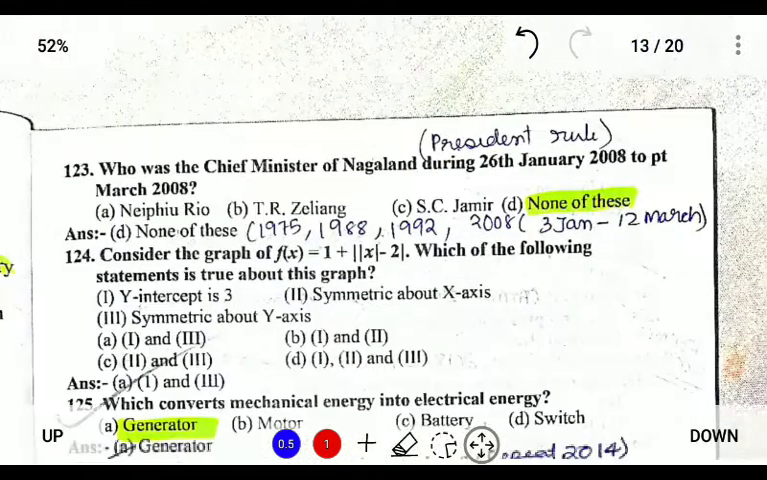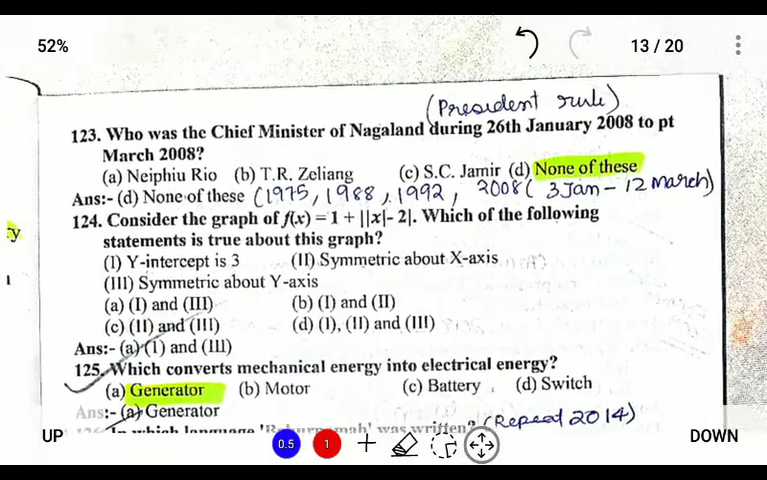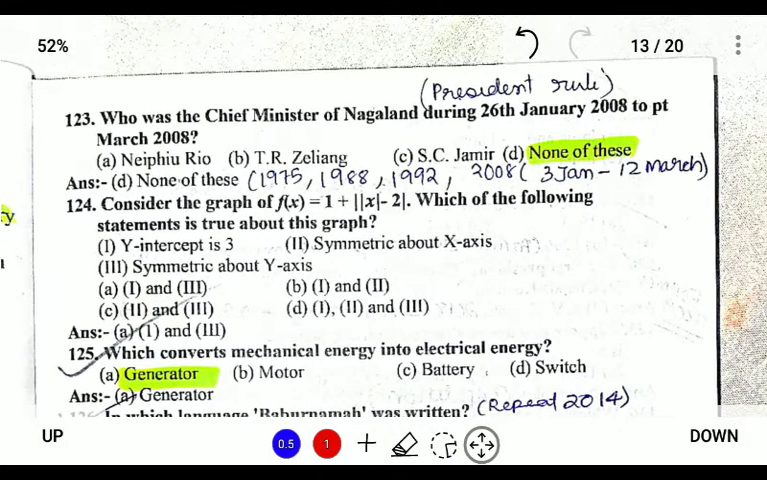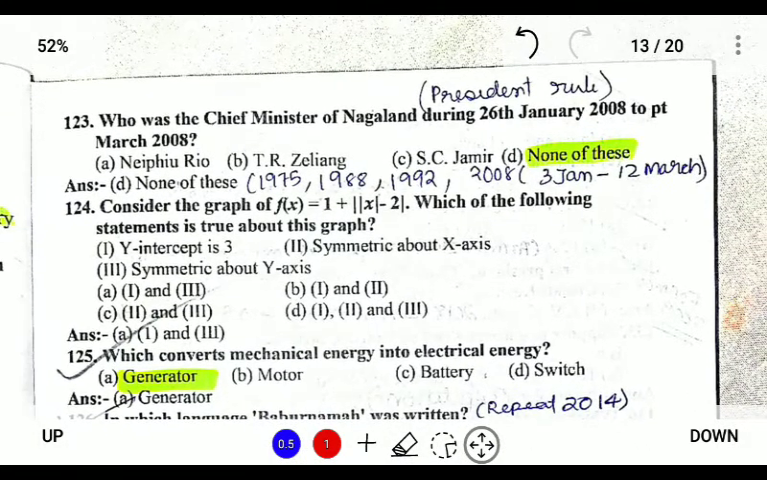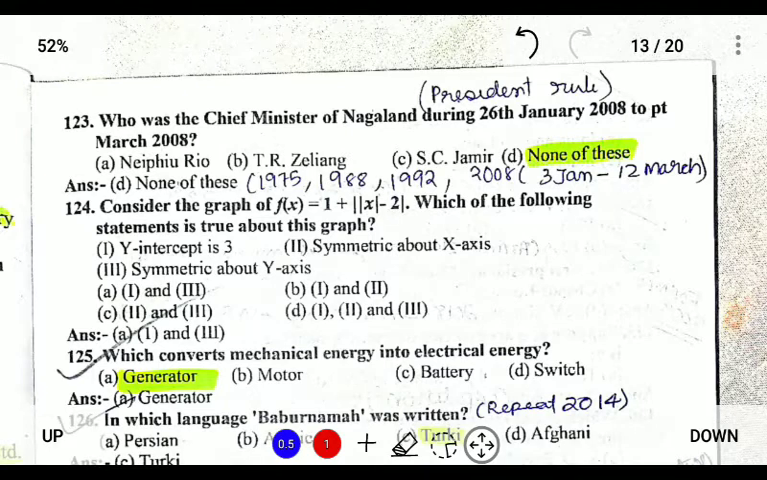Next, who was the chief minister during 26 January 2008 to March 2008? Since this period was under president's rule, and during president's rule no chief minister is there, so the answer is none of these. And to note, Nagaland has been under president's rule four times: in 1975, in 1988, in 1992, and in 2008. And 2008 is the shortest president's rule.